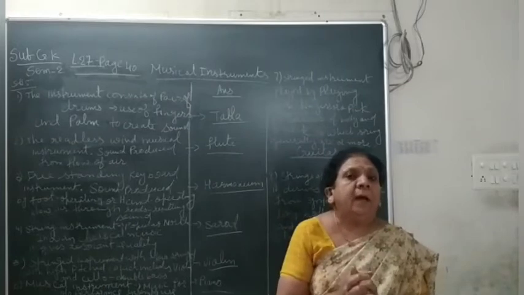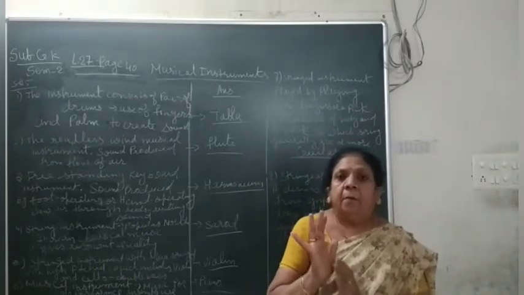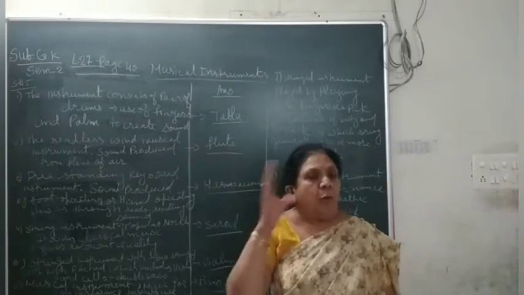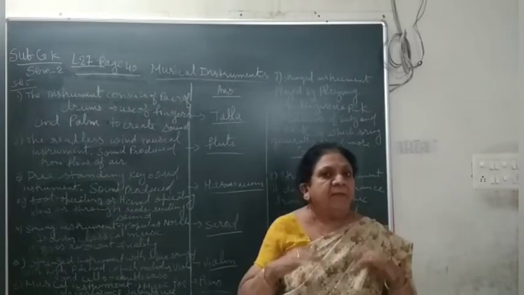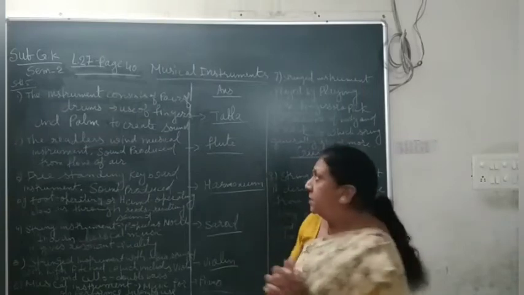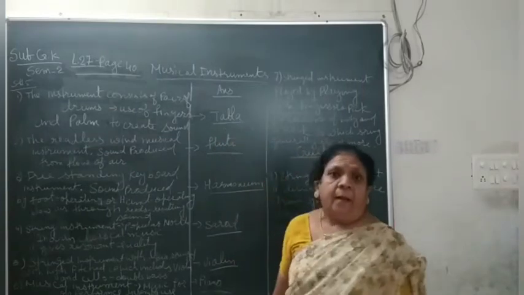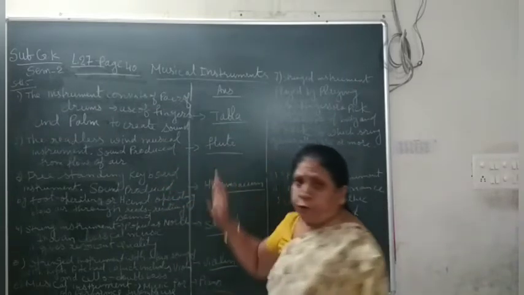Understand? To play tabla, what parts are being used? Fingers and palm. To create the sound, palm and fingers are used, and when we play with that, the sound which comes out is called tabla. T-A-B-L-A, tabla.